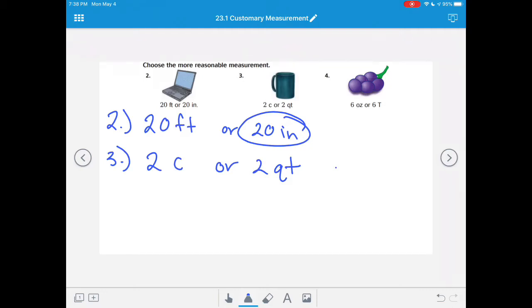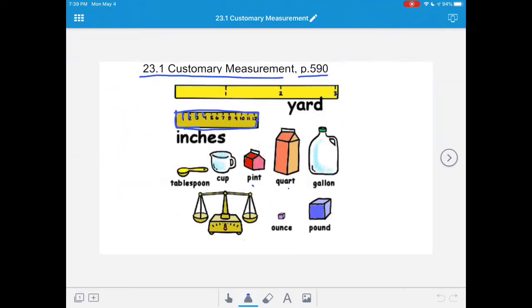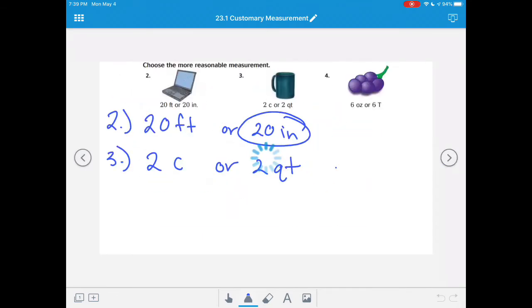One thing I like to imagine for quarts and pints is cartons of ice cream. You know those sweet little Ben & Jerry individual serving ice creams that you see in the freezer aisle? Those are in pints, and then the big, huge ice cream, those are in quarts. So that would be a good visual for you, but let's take a look. Cups are about the same size as a pint. Quarts are definitely bigger, so thinking of a coffee cup, definitely cups would be the best choice for a mug.